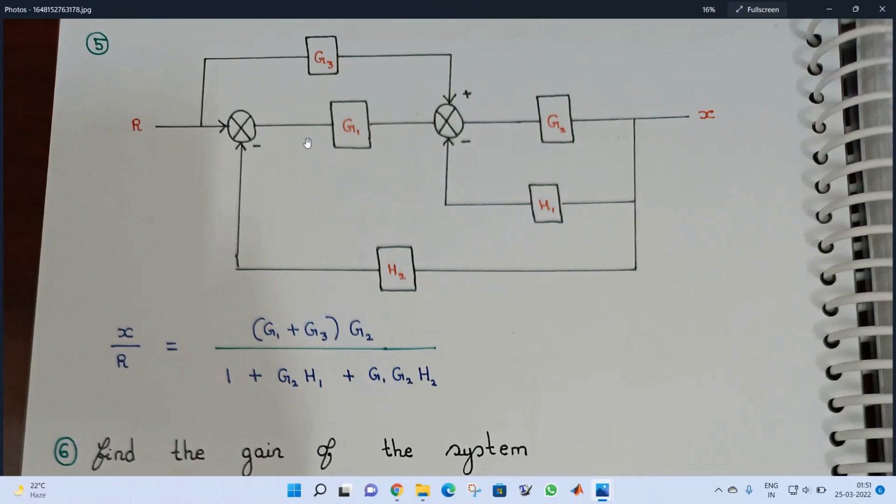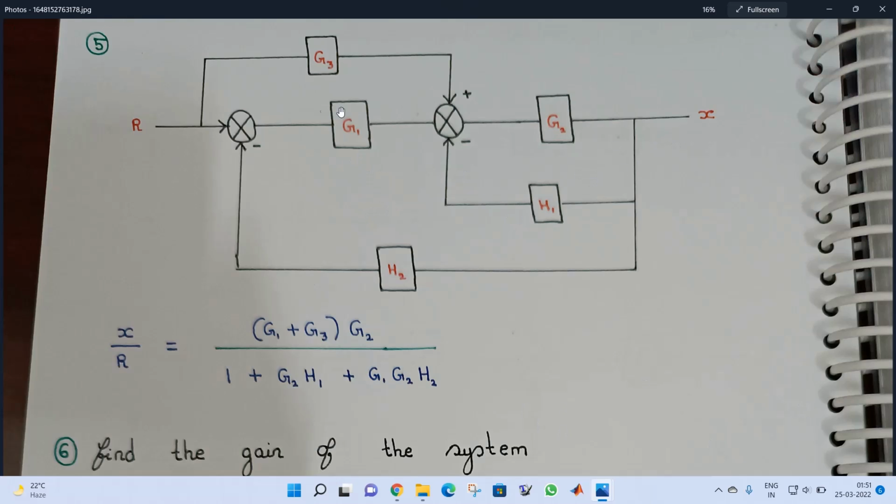Then I have taken this loop. In this loop we have G1, G2 and H2. We need to multiply with minus sign, and we already have minus, so minus into minus is plus. And we see these two loops are touching. If non-touching, we have to take the product of these two. Since these two loops are touching, we need not do anything.